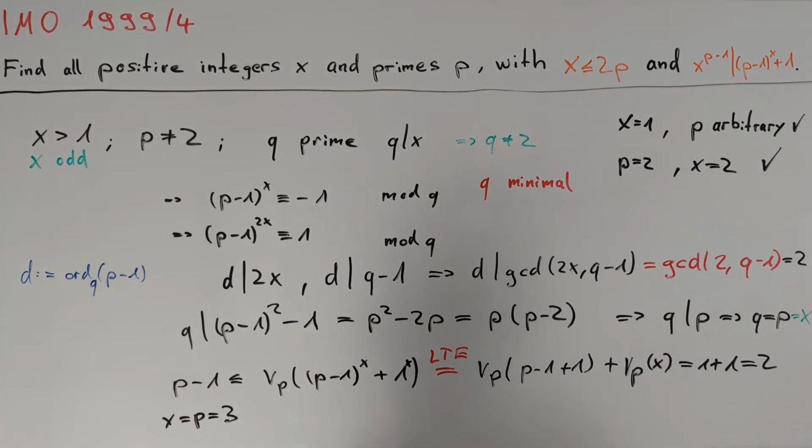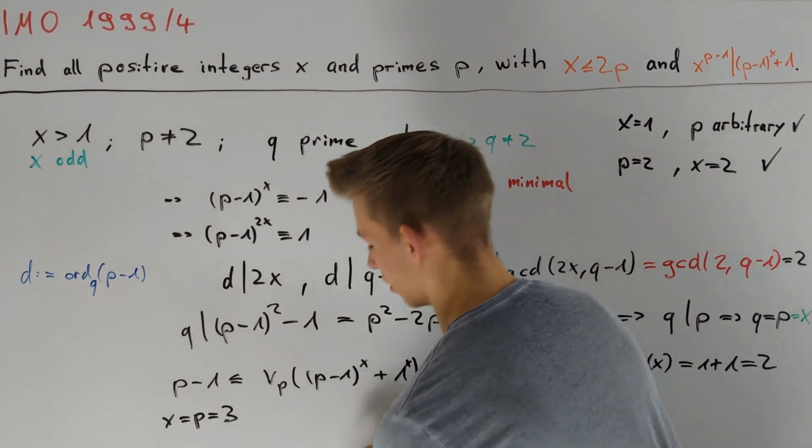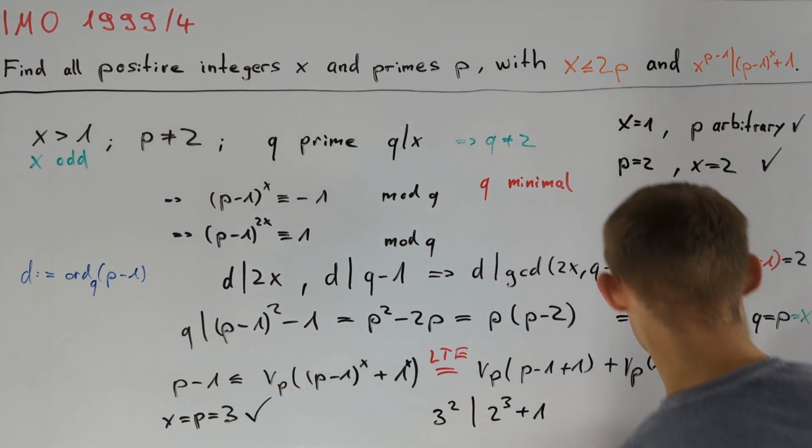Plugging this in, we see that 3 squared divides 2 to the power of 3 plus 1, and therefore this is indeed our last solution, and we are done.